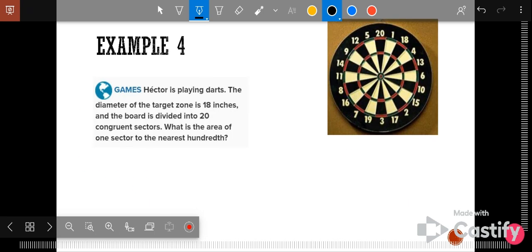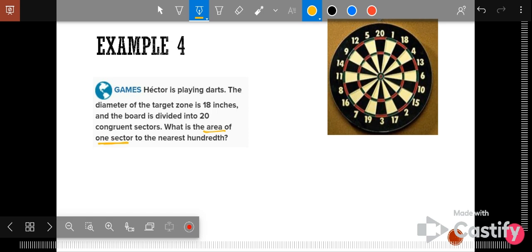Next example. Hector is playing darts. The diameter of the target zone is 18 inches, and the board is divided into 20 congruent sectors. What is the area of one sector to the nearest hundredth? Make sure you know what you're asking. You're finding the area of a single sector.